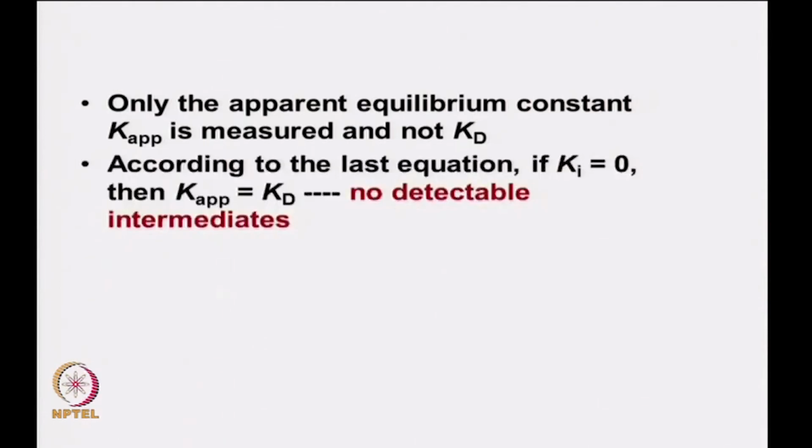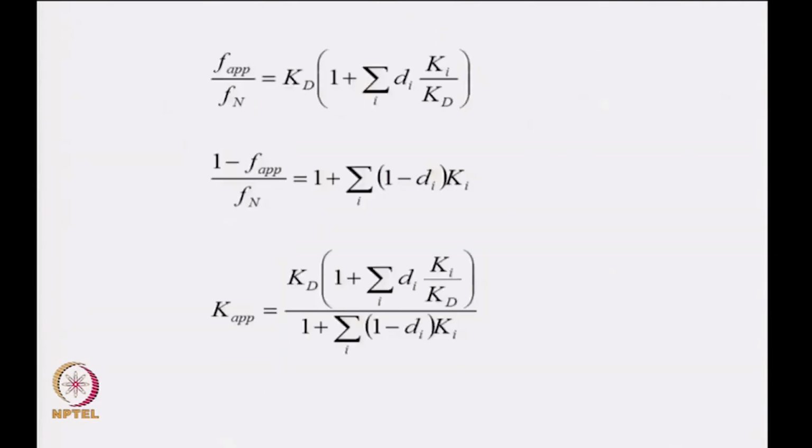Now, what you can do is, if Ki is equal to 0, what will happen? Then your K apparent is equal to Kd. You fall down to what you have just derived. So, this is your most general equation. From this you can go anywhere. Okay. That is the idea.